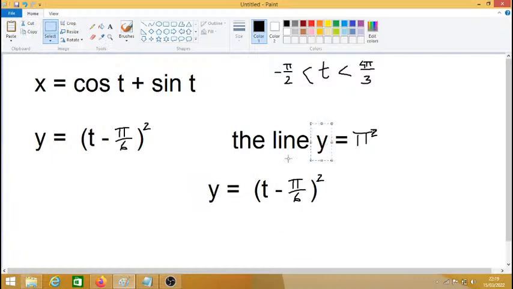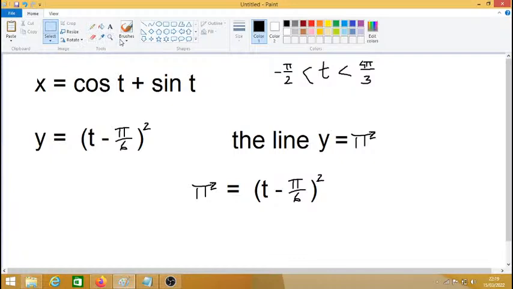So the y can be swapped for pi squared. So the pi squared can come here. We've got a new equation now: pi squared is equal to (t minus pi over 6) squared.